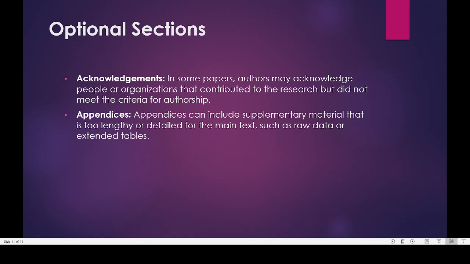Then appendices. Appendices can include supplementary material that is too lengthy or detailed for the main text, such as raw data or extended tables. For example, in the main paper you may not be able to include certain things. That you can mention as an appendix or another table after the main paper. So these are optional sections. There is no need to include these in all papers. Only if it is relevant, you need to include them. So this is an idea regarding the main components of a research paper, and how you should present a research paper in an effective manner.